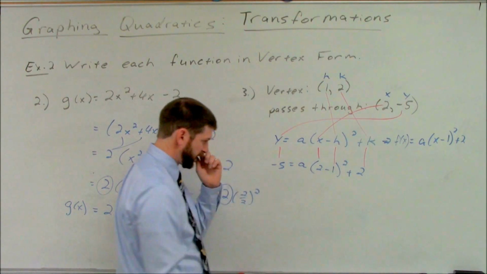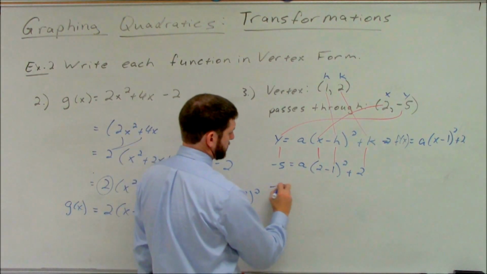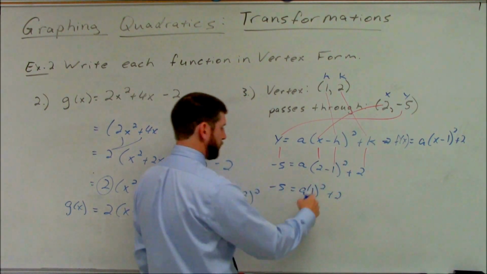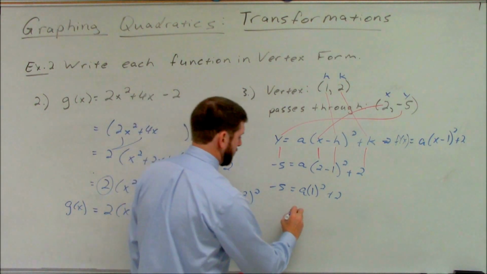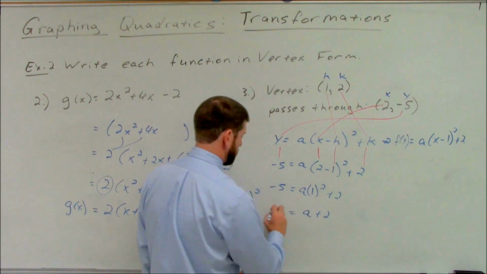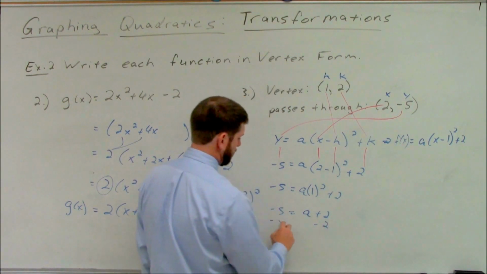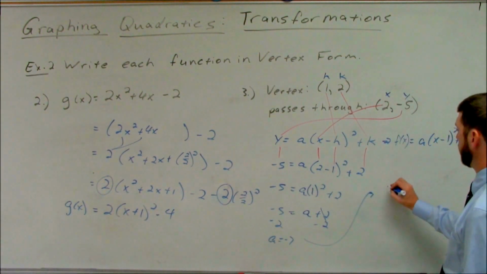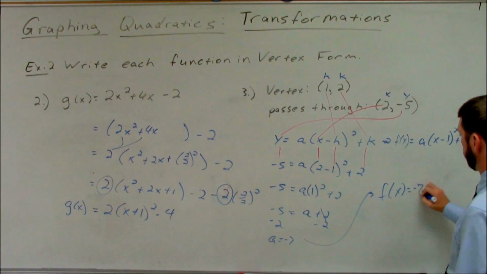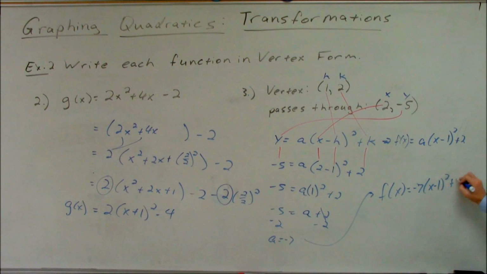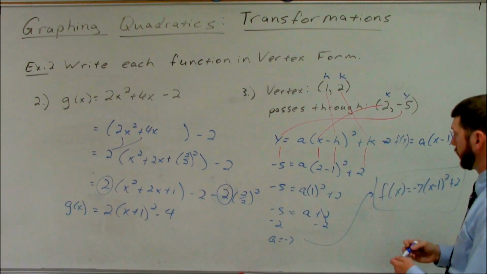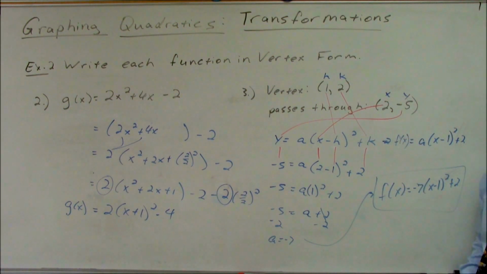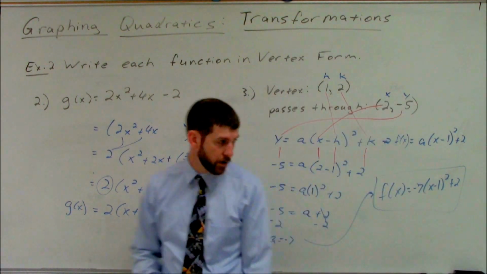And now we can figure out what A is. So go through, do the arithmetic. Negative 5 equals A times 1 squared plus 2. Well, 1 squared is 1 times A is A. So A plus 2 equals negative 5. So move your 2, so A equals negative 7. Put that into your vertex form. So negative 7 times x minus 1 quantity squared plus 2. And instead of having just one point and the vertex, we now have the equation for all points and the vertex for that specific quadratic.